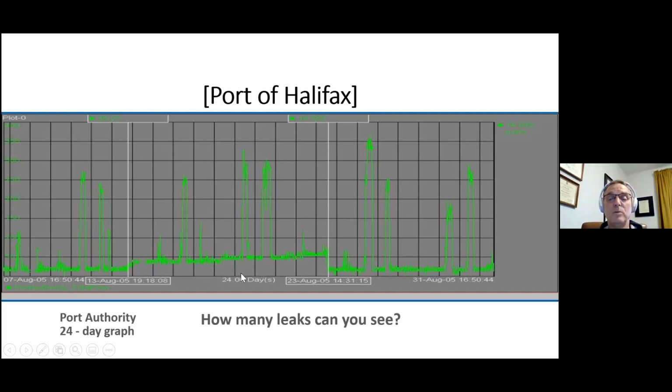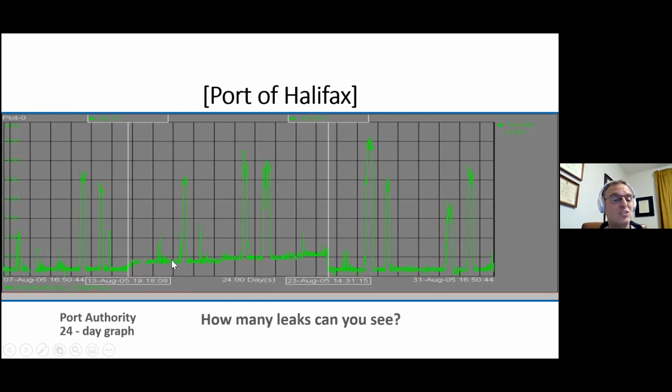And as a matter of fact, we entered into a contract with the Port of Halifax after that to provide this service on a fee for service basis. Our annual fee to monitor all their locations is basically paid for if they fix this one leak in 2 days. Okay, so that's how economical it is, right?